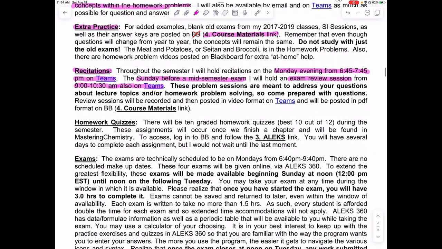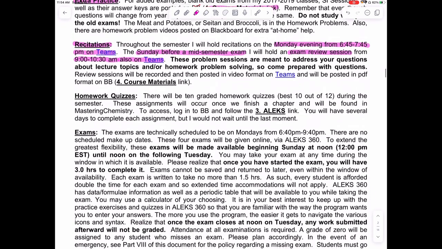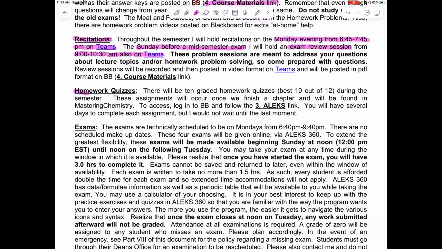In terms of points, which we'll get more into later, that revolves around homework quizzes and then exams. Let's first talk about homework quizzes. So there will be basically 10 graded homework quizzes. There's going to be 12 in total, but only the best 10 will be taken for this semester.